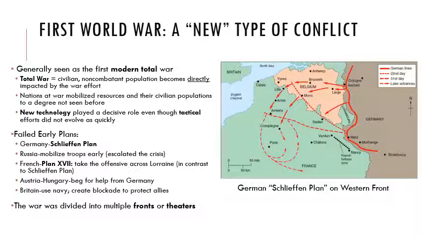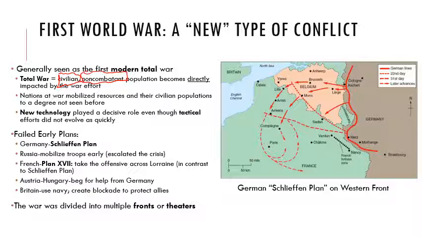So the First World War was a relatively new type of conflict. It's generally seen as the first modern total war. Another good term to know: generally you can determine a total war if the civilian non-combatant population becomes directly impacted by the war effort. By civilian non-combatant, I mean the people that aren't involved in the combat.